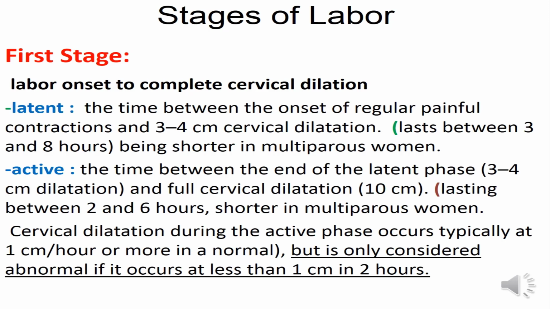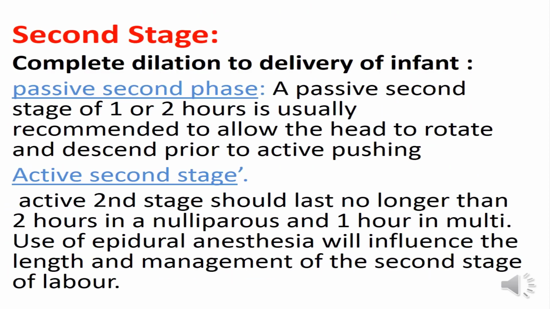Second stage: 1 or 2 hours is usually recommended to allow the head to rotate and descend prior to active pushing. Active second stage should last no more than 2 hours in nulliparous and 1 hour in multiparous women. Use of epidural anesthesia will influence the length and management of the second stage of labor.